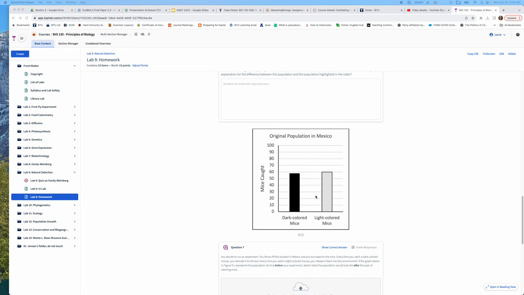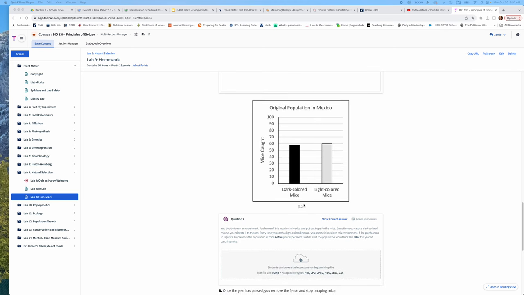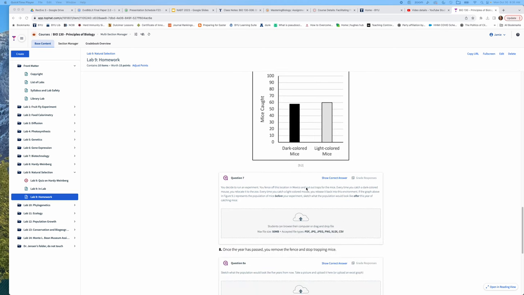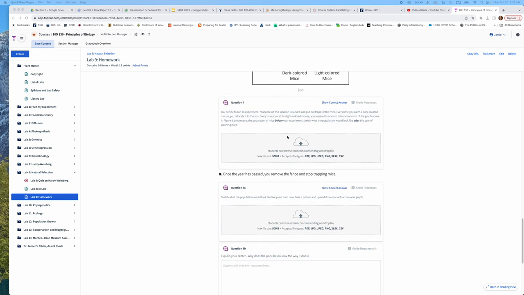And so here they've got the original population. So you run this experiment. You fence off a location and you put traps for the mice. Each time you catch a dark colored mouse, you relocate it to a zoo. And every time you catch a light colored mouse, you release it back to the environment. And so if that's the case, you're going to end up with lots of light colored, very few dark colored. And so they can sketch that and upload that. And then what will the population look like 5 years from now?